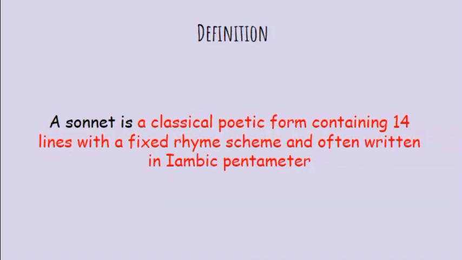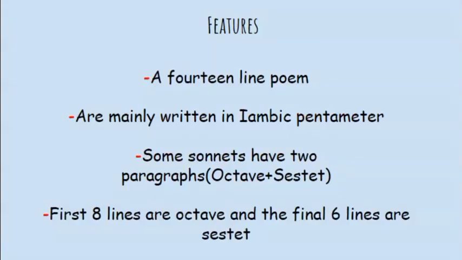The major features of a sonnet are: this is a 14-line poem. Sonnets are mainly written in iambic pentameter. Besides that, we can say that some sonnets have 2 parts. They are octave and sestet. The first 8 lines are called octave and the next 6 lines are called sestet.